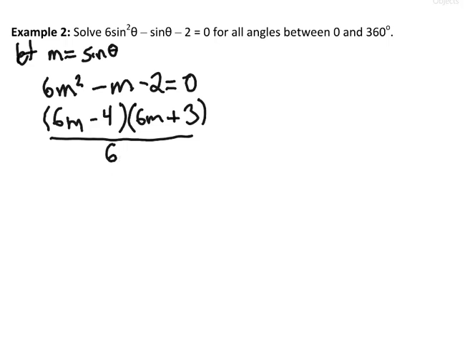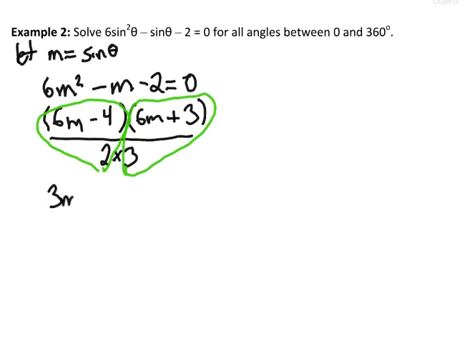Here's the problem though, neither of those is divisible by 6, so I'm going to need to change that 6 on the bottom to be a 2 times 3. And then I can take the first factor and divide it by 2, the second factor divide it by the 3. So that's going to give me 6m over 2 is 3m, and then minus 4 over 2 will be minus 2. And the other factor will be 2m plus 1. And this all equals 0.